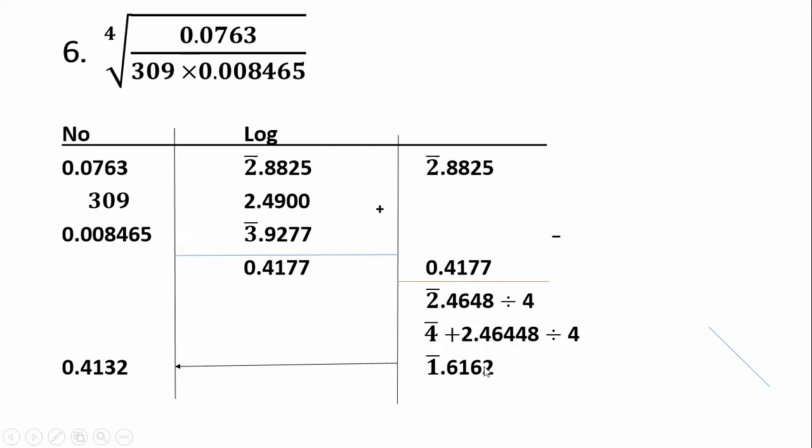In 6, you carry 2. In 24, 6. And then you continue your division. Then for the 8, you have this 2. Now your answer must automatically come back to a number. So you have 0.4132. Now bar 1 changes to 0.4132.